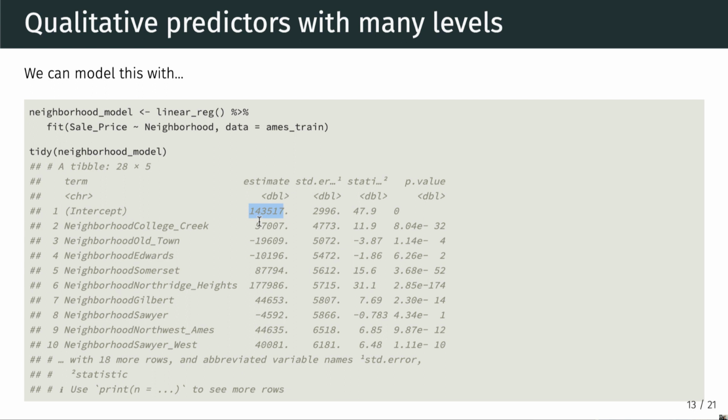That's $143,517. The average difference in the home sale price for homes in College Creek compared to North Ames is $57,007 more. Whereas the average home sale price for the Old Town neighborhood is actually $19,609 less than the reference neighborhood, which is North Ames.